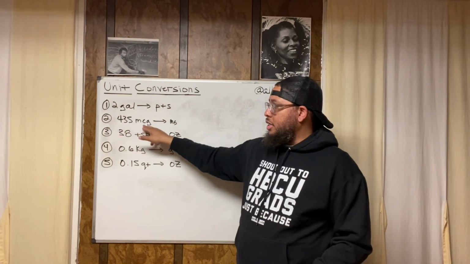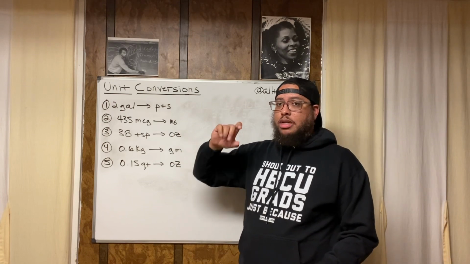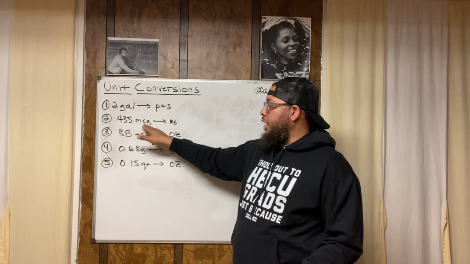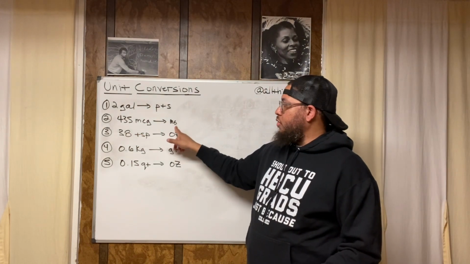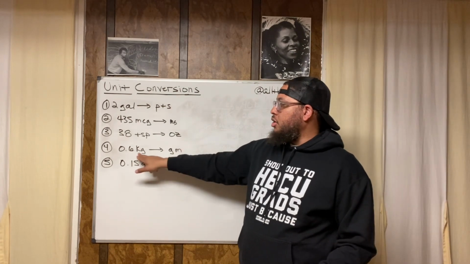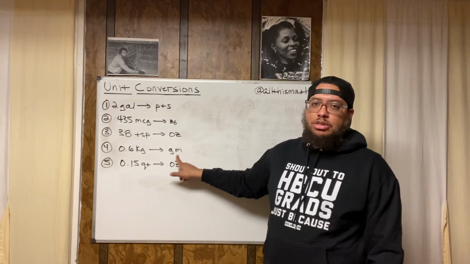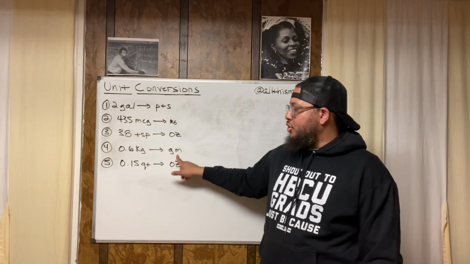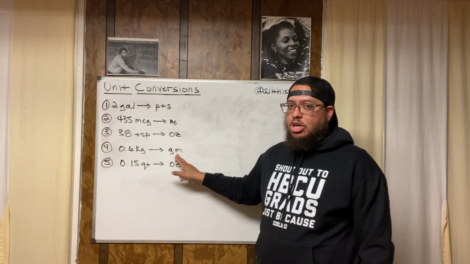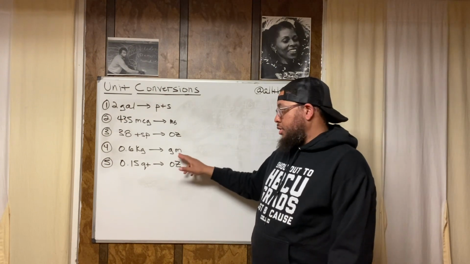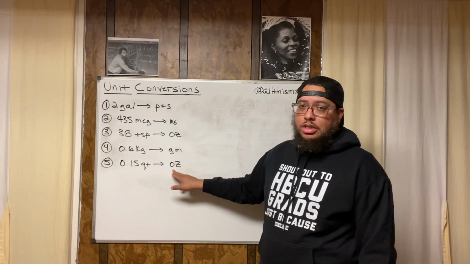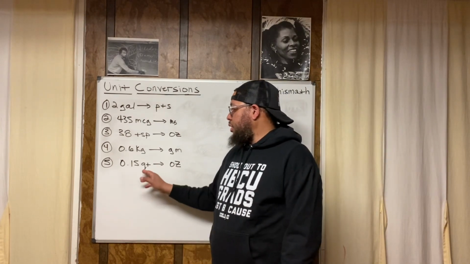Micrograms. When you see this MC, that's micro. Micro means one millionth, or 10 to the negative 6 power. Micrograms to milligrams, mg is milligrams. Teaspoons, TSP is teaspoons, to ounces. Kilograms to grams. Sometimes grams is just G, but in some places GM is also grams. I usually just see G for grams, but sometimes you see GM. Quarts to ounces. OZ is ounces. QT is quarts.